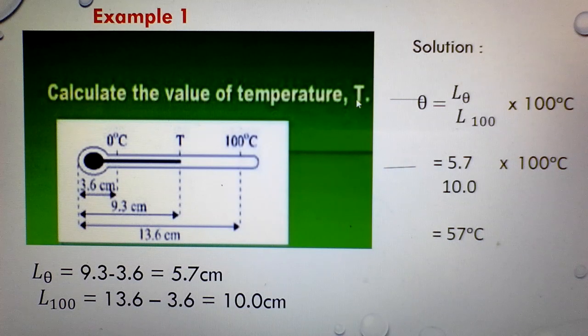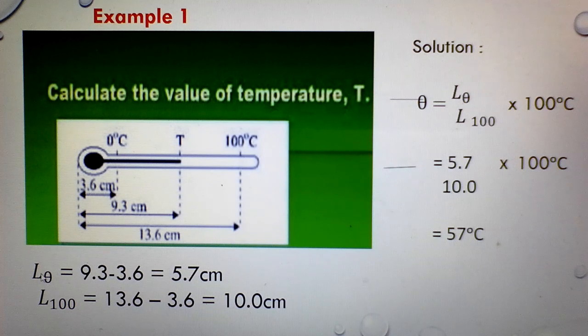Calculate the value of temperature T. So we have here from here to the 0 degrees Celsius is 3.6 centimeter, and then to the unknown temperature T, 9.3 centimeter, and then from the bulb to the 100 degrees Celsius is 13.6 centimeter.